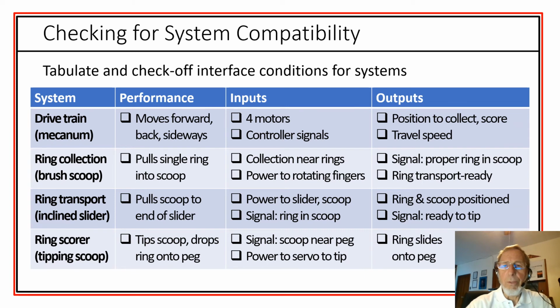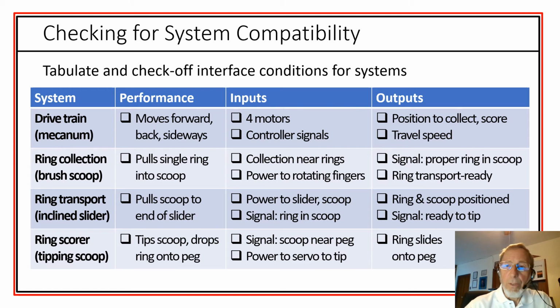And what are they going to produce? Notice that the drivetrain has to produce a position that's desirable and speed to get there quickly. The ring collection needs perhaps a signal saying that the proper ring is in the scoop. If you have the wrong one, you don't want to go off and attempt to score it. If you have too many or if you don't have one, you need a signal saying that it's ready to go. And you know that the ring is transport ready.